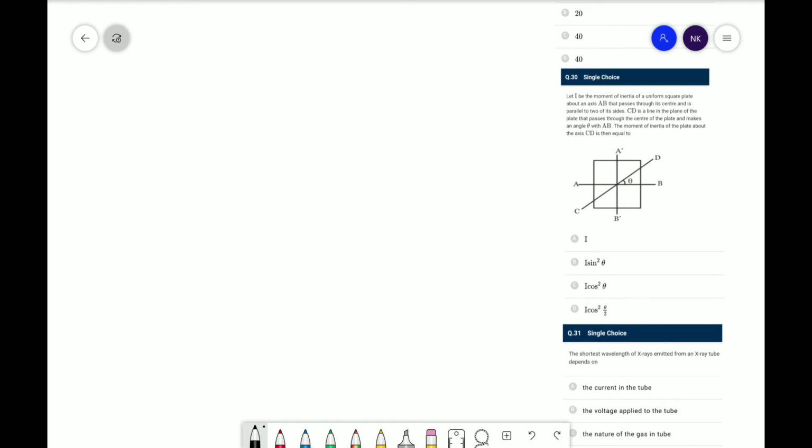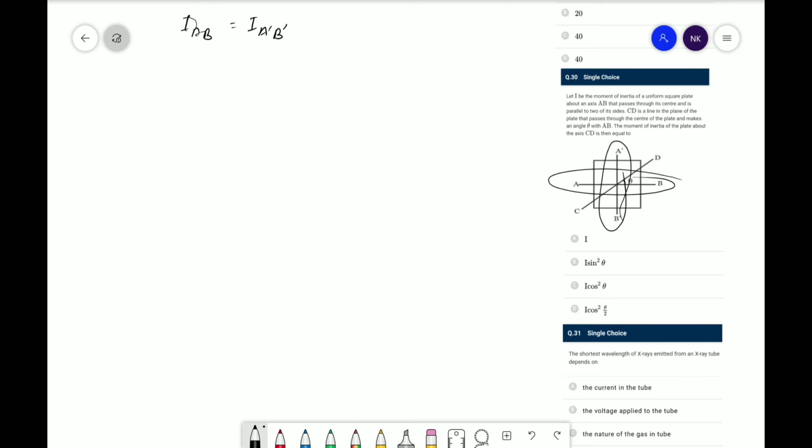The moment of inertia of the plate about the axis CD is then equal to... what is being asked? The moment of inertia along CD, which passes making an angle theta. The moment of inertia along AB dash and along AB will be equal. So we can say the moment of inertia along AB will be equal to the moment of inertia along A dash B dash, because this one is a square.